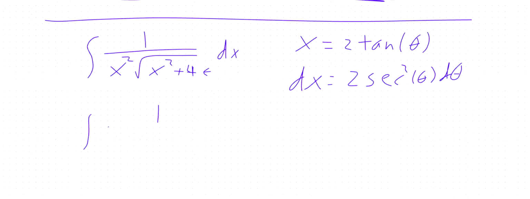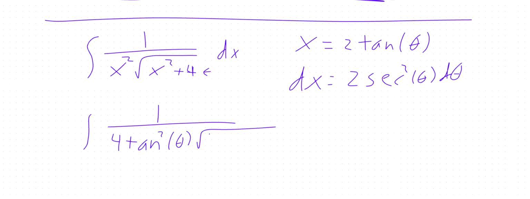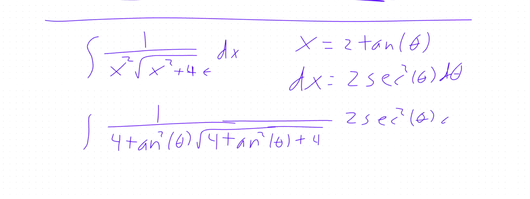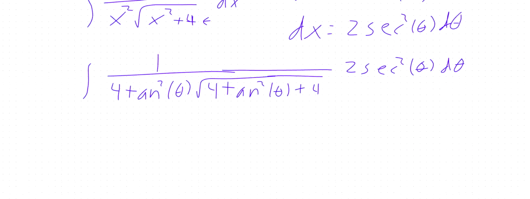So skipping a few steps in here, plugging in our 2 tangent for our x, secant squared d theta. All right, we can factor out the 4 there, and then we would be left with a tangent squared plus 1. So I'll just move this to the top just to make life a little bit easier.